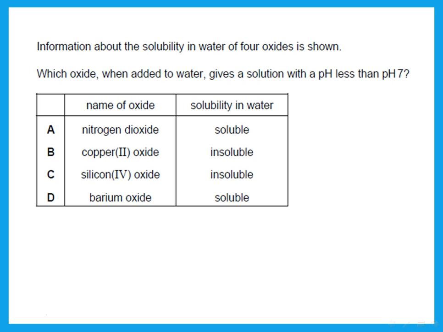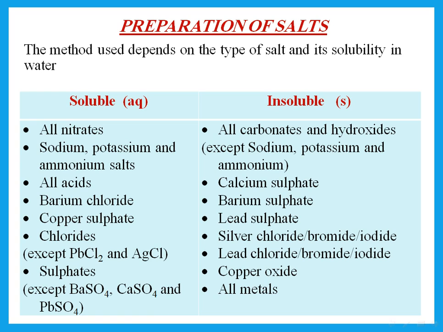Information about solubility in water of 4 oxides is shown. Which oxide, when added to water, will give a solution less than pH 7? Less than pH 7 means acid or base? Less than pH 7 is acidic. So he's asking which of these would give an acidic solution. Well, in order to form an acidic solution, it must be the oxide of a nonmetal. So which of these is oxide of a nonmetal? Nitrogen dioxide would be acidic.